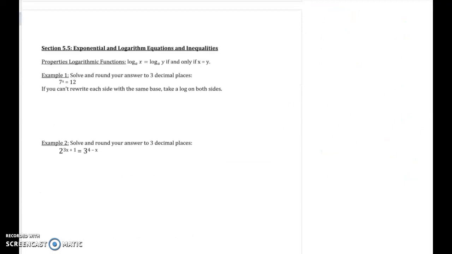Alright guys, so let's try to work on this example number 1. On this example number 1, what I can do is take the log base 10 of both sides: log base 10 of 7 to the x equals log base 10 of 12. I'm using my rule of log: x log base 10 of 7 equals log base 10 of 12. I divide by log base 10 of 7 on both sides and end up with x equals log base 10 of 12 divided by log base 10 of 7.